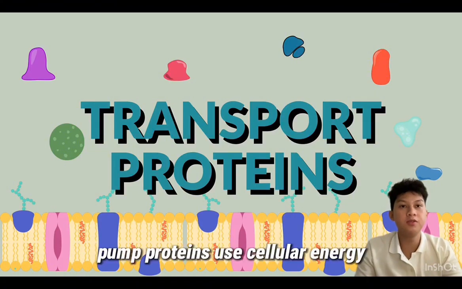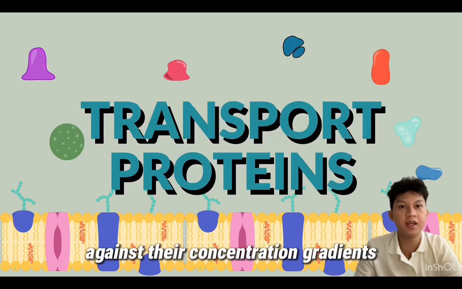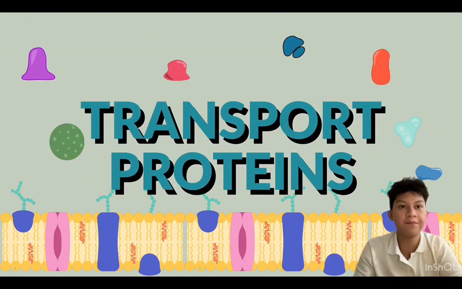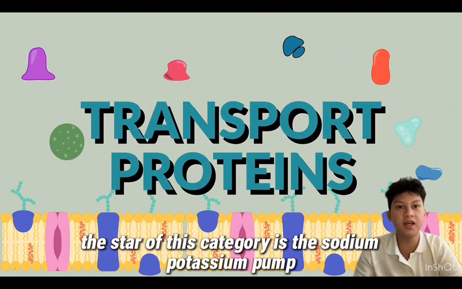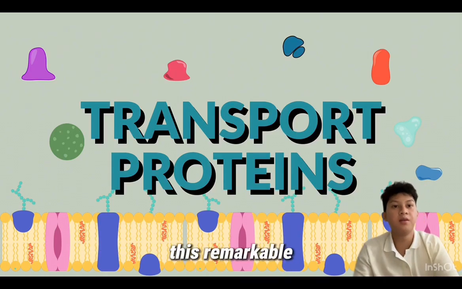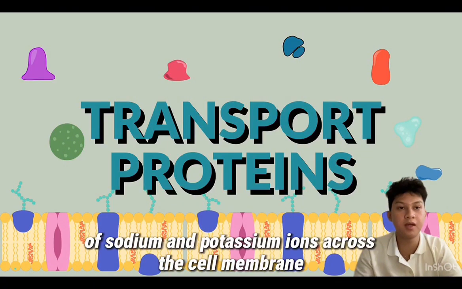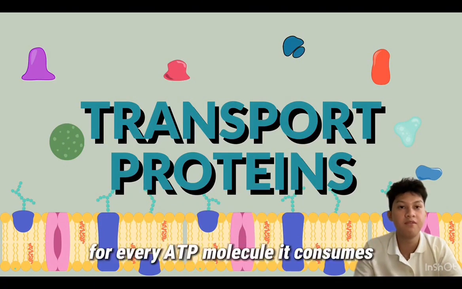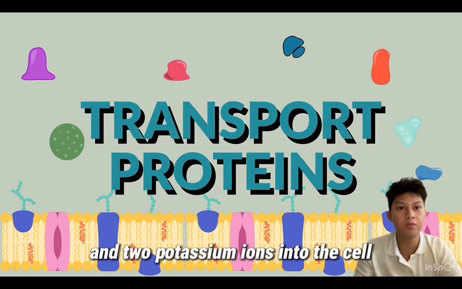Pump proteins use cellular energy, typically in the form of ATP, to move substances against their concentration gradients. This is active transport, and it's essential for maintaining cellular homeostasis. The star of this category is the sodium-potassium pump. This remarkable protein maintains the concentration gradients of sodium and potassium ions across the cell membrane. For every ATP molecule it consumes, it pumps 3 sodium ions out of the cell and 2 potassium ions into the cell.